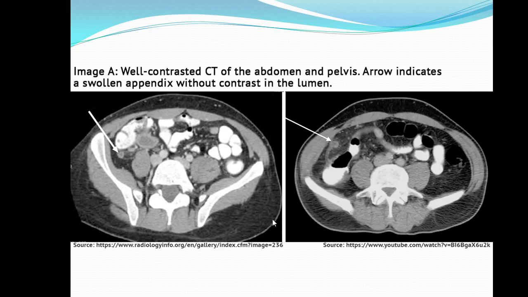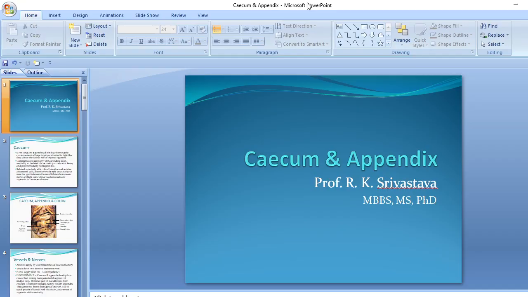You can also visualize the appendix in the CT scan, and here you can notice the lumen of the appendix does not show the contrast media. Contrast media does not enter into the lumen of the appendix. Here you can see the swollen appendix because of the appendicitis. So that is all about the caecum and appendix.